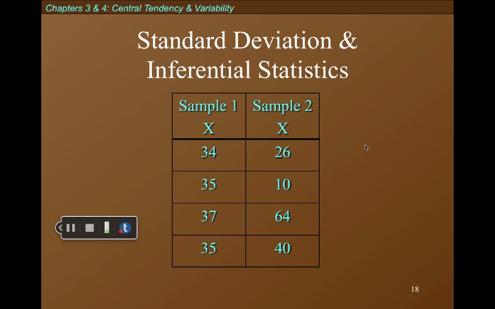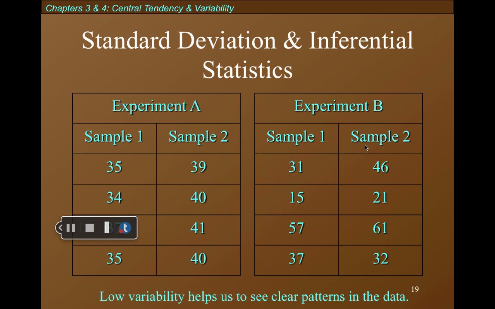This distribution is all pretty close together. Sample 2: 26, 10, 64, and 40, much more spread out, and these two have the same mean, but the spread is so much greater in sample 2. You have a lot more spread of scores there. So let's look at these two experiments just to show, why do we care about the standard deviation? What difference does it make?